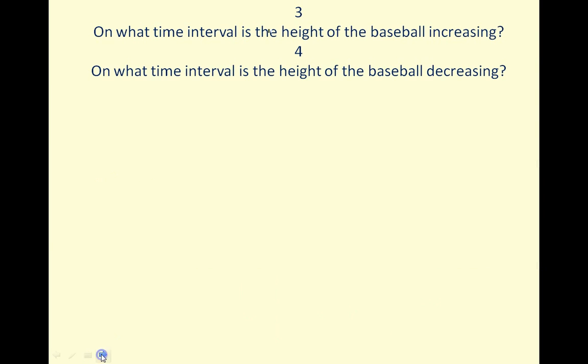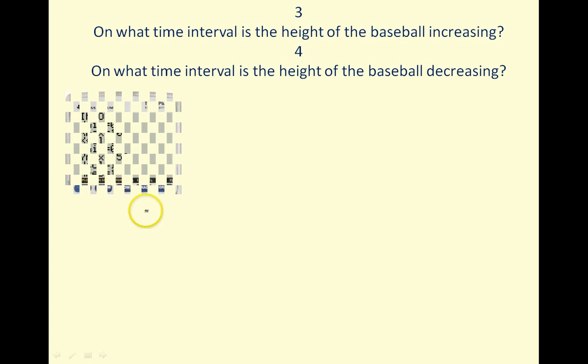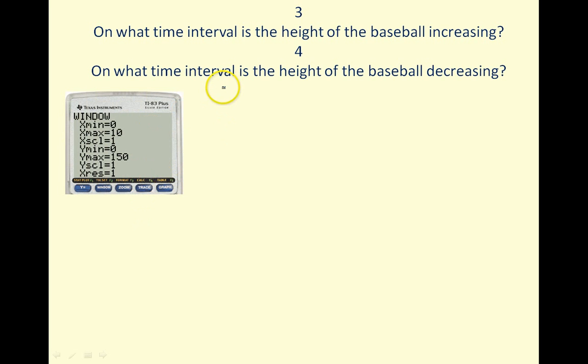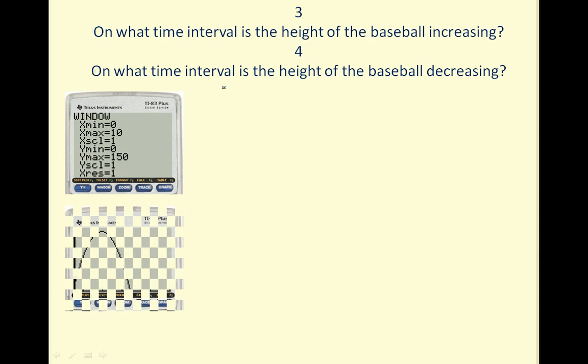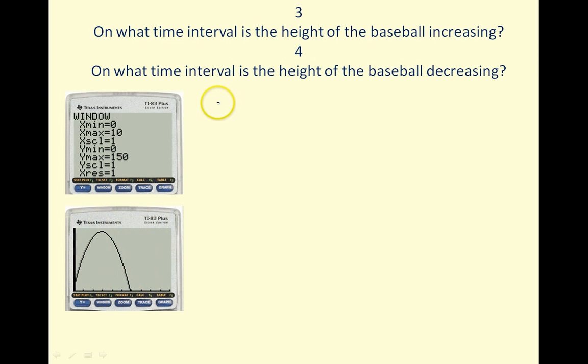All right. Number 3 and 4 that go hand in hand. On what time interval is the height of the ball increasing? And on what time interval is the height of the ball decreasing? So I put back up the screen, the window, excuse me, and the graph that I thought were helpful. And let's talk about the increasing and decreasing places. So again, we're going to estimate. Within this lesson, we'll do some estimating and some not estimating, finding more exact places.